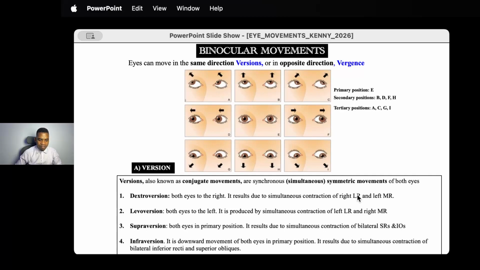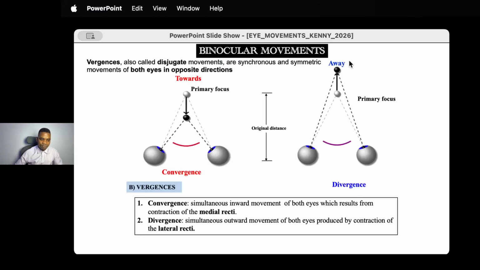You will see we have different muscles that are doing this movement, but you cannot understand them at this moment. You have to come back when we discuss the extraocular muscles, which is the next discussion. So you will always be back to this picture. So remember, this was version, meaning the movement of eyes in the same direction. Now let's see the movements of eyes in the opposite direction.